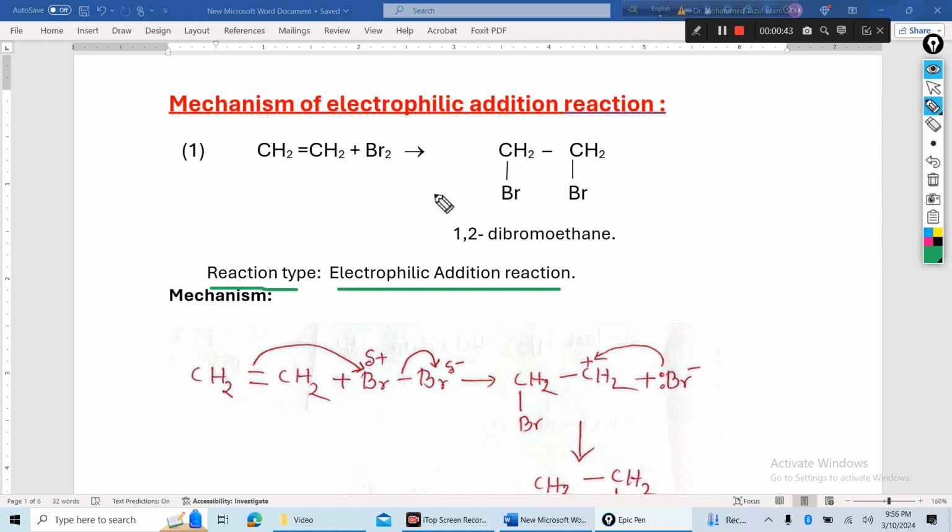This reaction occurs by the formation of an electrophile, and you know any alkene reacts with bromine, chlorine, hydrogen and hydrogen halides, I mean hydrogen chloride, hydrogen bromide, hydrogen iodide. This reaction type will be electrophilic addition reaction. Now I will show you how you do the mechanism. I will explain these reaction mechanisms.